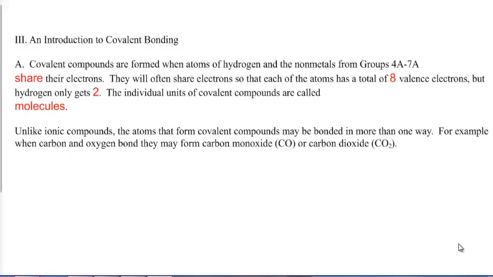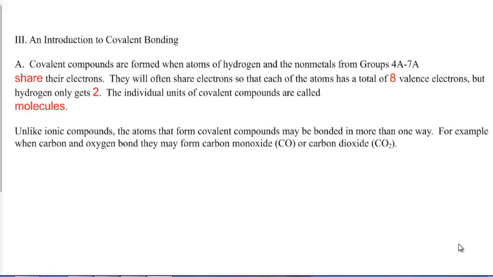The individual units of covalent compounds are called molecules. If you recall from yesterday, we said the individual units of ionic compounds are called formula units. So molecules would be the analogous form of formula units, which is also analogous to atoms.